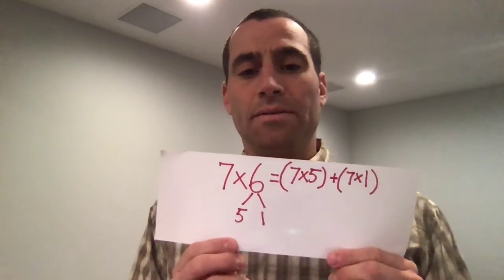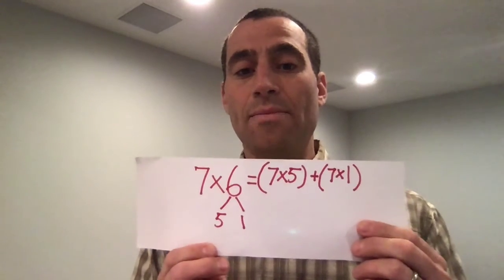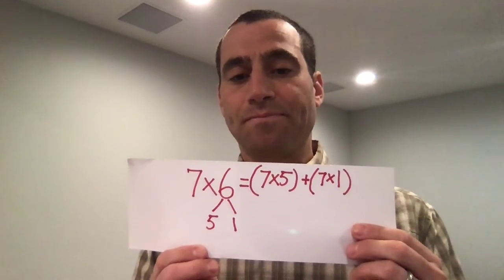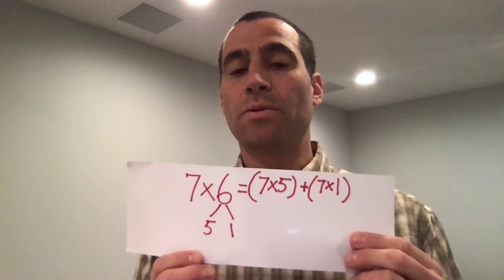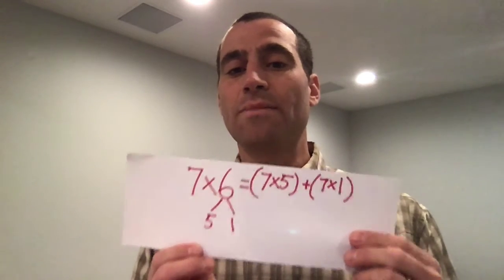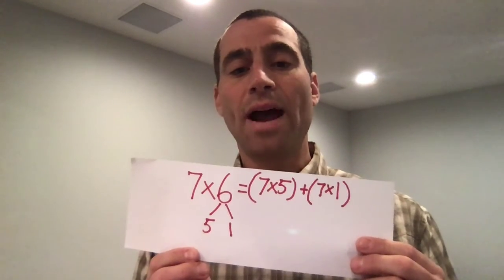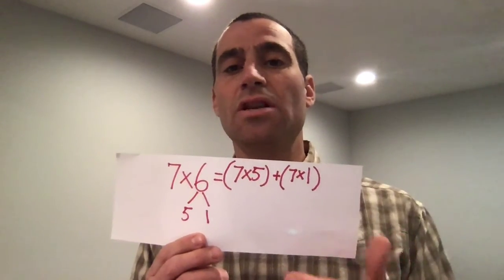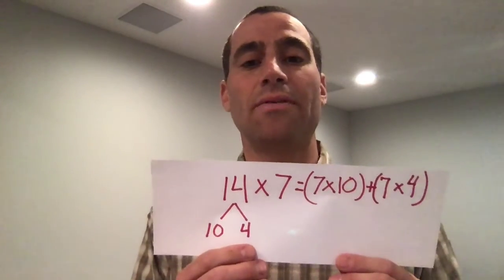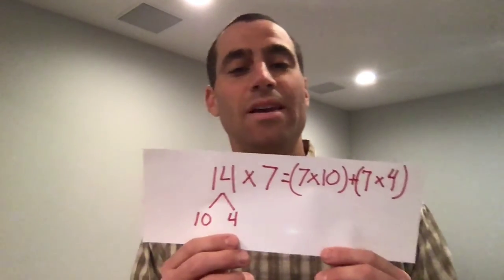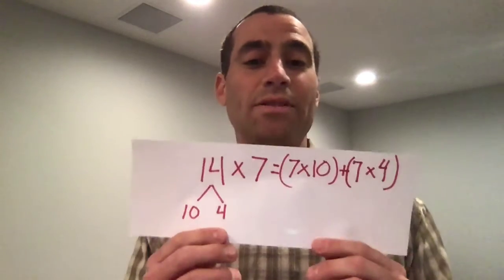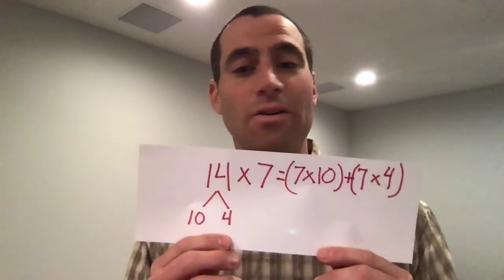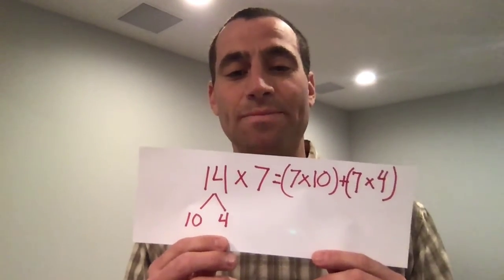Being able to decompose a number is going to help me when I'm dealing with numbers once they become much more complex. If I'm simply memorizing my facts, memorization is not going to lead me to the next level. So here's the next level. Now I have 14 times 7. Uh-oh. If I memorized 4 times 7, that's not going to help me right here. I'm going to be in trouble.